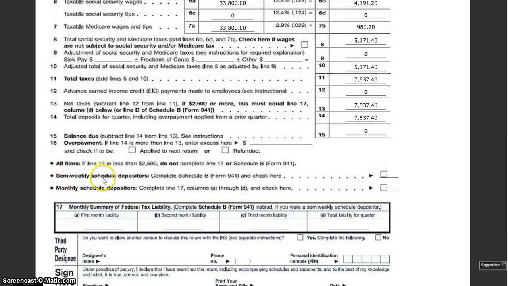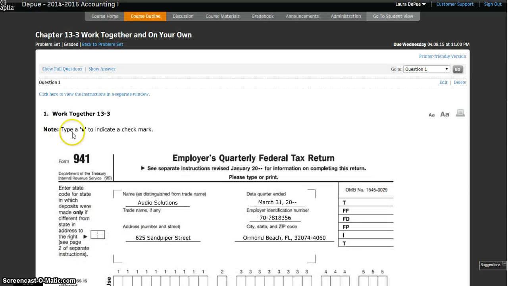Here it says semi-weekly scheduled depositors. We are not doing monthly scheduled depositors. Complete lines 17, columns A through D. We are going to do this. So right here, we have to put a V in that box to indicate a check mark. Remember, the instructions up here say to type a V to indicate a check mark.